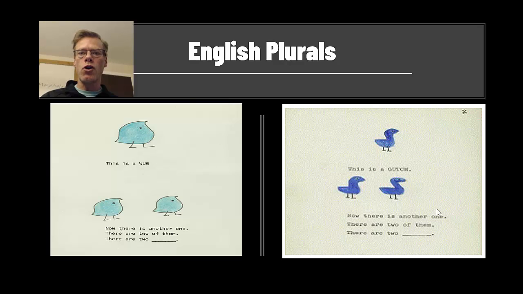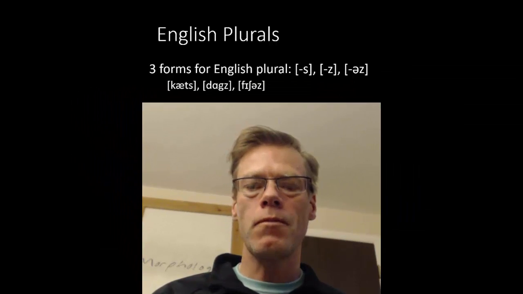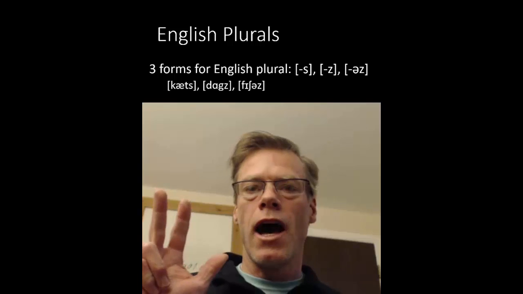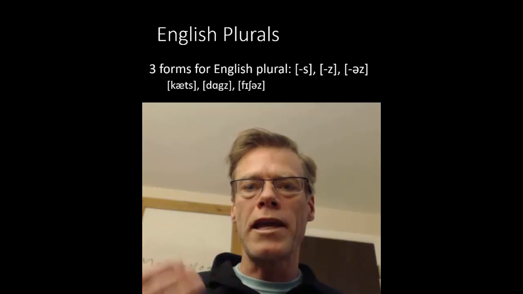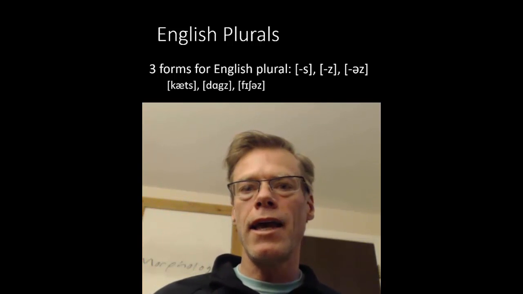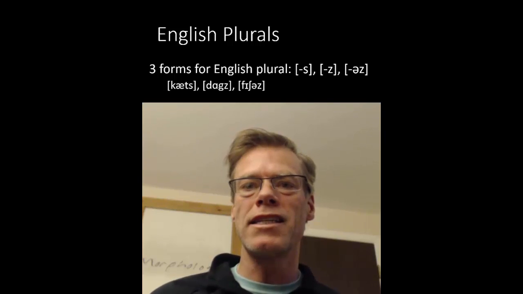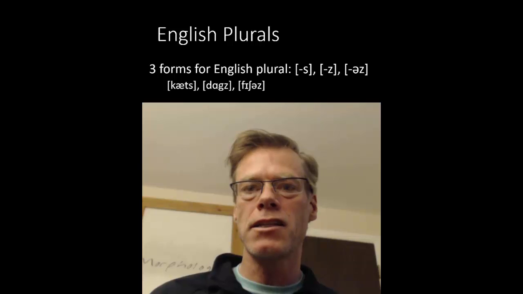In this video, we're going to be going over how regular plurals in English work as a case study for how morphology and phonology can overlap. So we know that there are three forms of the English regular plural. You take a noun like cat and pluralize it, and we add an s to the end of it to get cats.